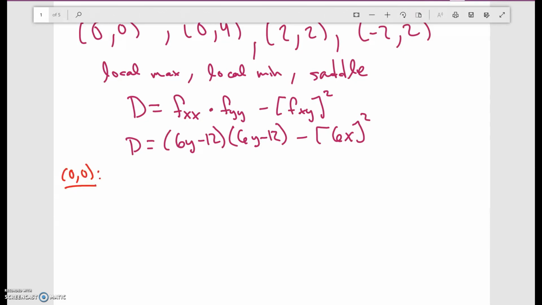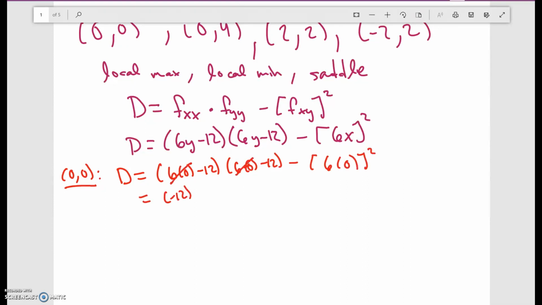So when you have (0, 0), what is going to be my D value? D is equal to, so let me plug in 0: 6 times 0 minus 12, times 6 times 0 minus 12, minus 6 times 0 squared. Okay, so here this is going to go away, so I'm going to have a negative 12 times another negative 12 minus 0 squared. This is going to be 144. 144 is a positive number.